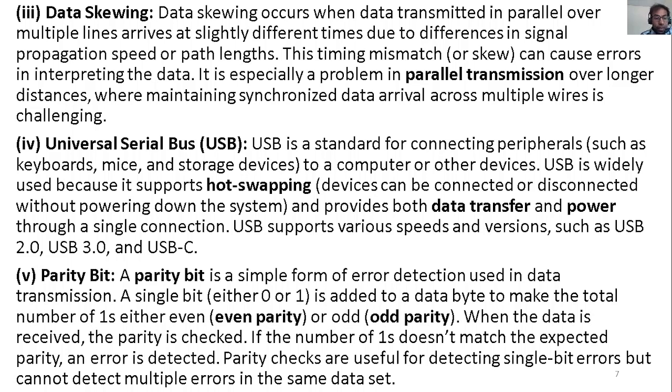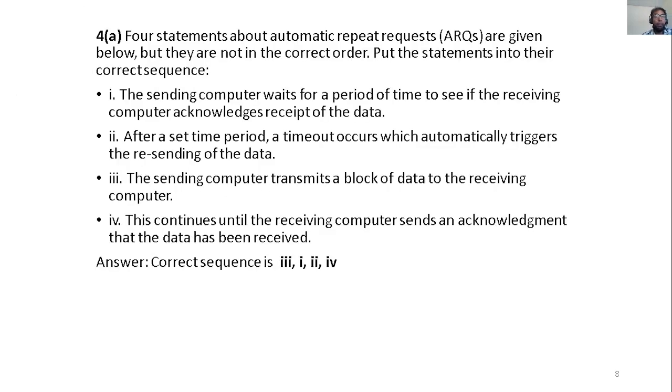Then there is another thing that is called a parity bit. A parity bit is a simple form of error detection used in data transmission. A single bit is added to a data byte to make the total number of ones either even or odd. When the data is received, the parity is checked. If the number of ones doesn't match the expected parity, an error is detected. Parity checks are useful for detecting single bit errors, but they cannot detect multiple errors in the same data set.